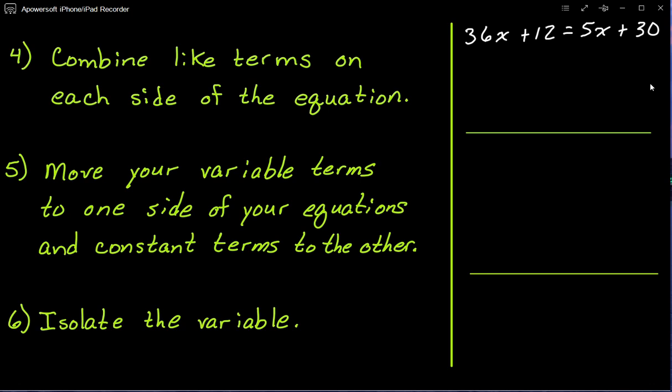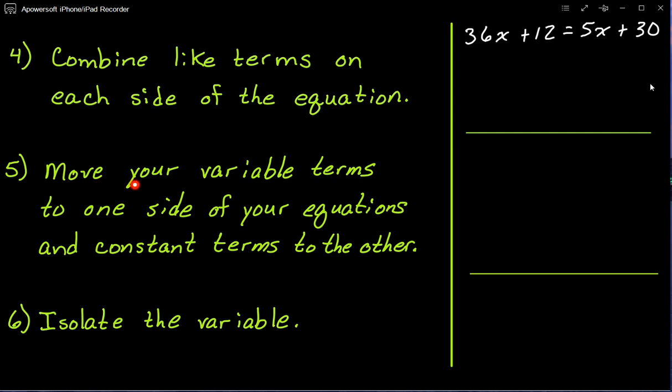So our next step then is going to be combining like terms on each side of our equation. You cannot combine this term with this term. This has a variable, this one does not, which means you cannot combine those two things together. Same thing over here. 5x and 30 cannot be combined together. Alright, so we can skip step 4.